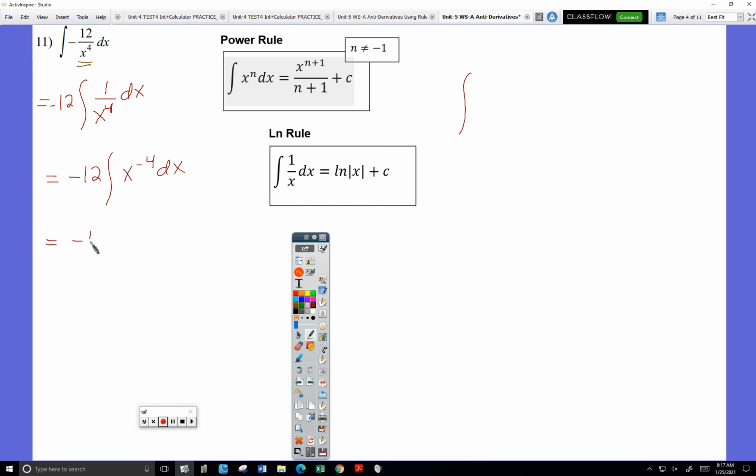So, using the rule, add 1, divide by the same. And you can do that step in your head. You don't have to write it out. Let's see, negative 12 divided by negative 3 is going to be positive 4. And they might switch the exponent back to the bottom. So you'd end up with 4 on the top, x cubed on the bottom, then you remember the plus c.